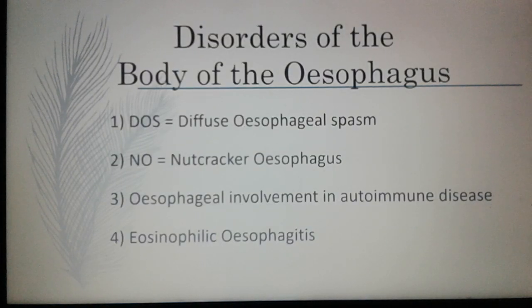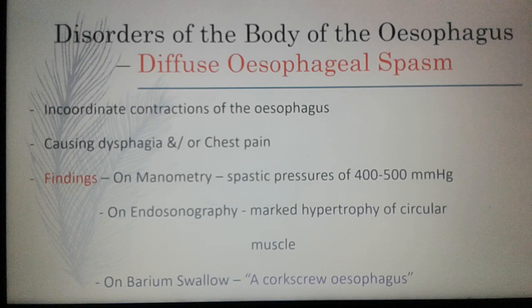Now in this group, we are having four important things. The first one is diffuse esophageal spasm, the Nutcracker esophagus, autoimmune diseases affecting the esophagus, and Eosinophilic esophagitis. These are the broad four groups we are having in these disorders of the body of the esophagus.